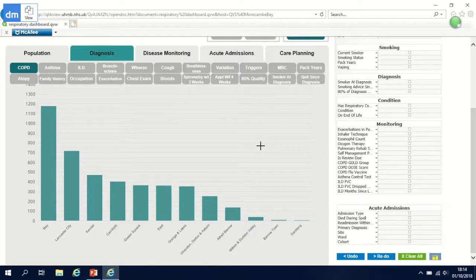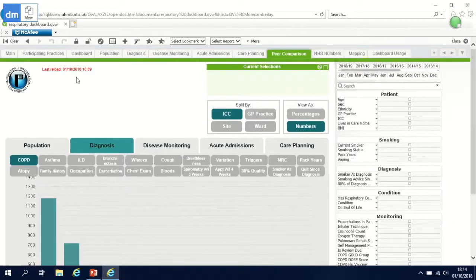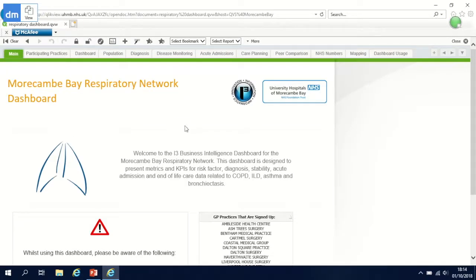Of course, we're all aware of the high prevalence of this condition in Barrow. The issue here is that we don't have the data from the majority of practices in Barrow within the dashboard to know what the prevalence is.